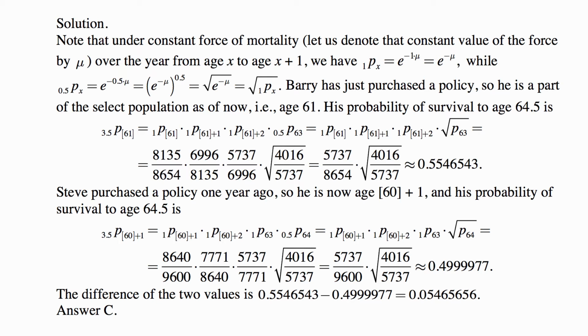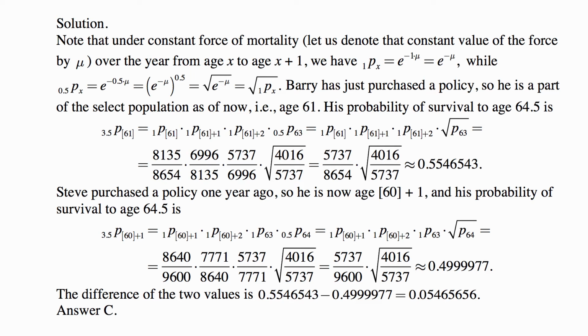Barry has just purchased the policy, so he is a part of a select population as of now, age 61. His probability of survival to age 64.5 is the probability of survival of 1 year for population age 61 in brackets, so selected now. Then 1 year for population at age 61 in brackets plus 1, then 61 in brackets plus 2, and then at age 63, half a year survival for no longer selected population at age 63 for half a year.